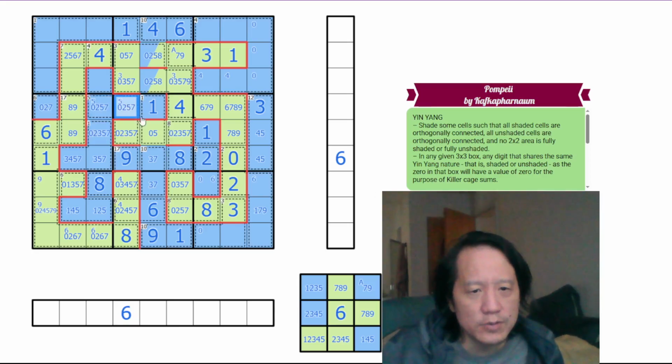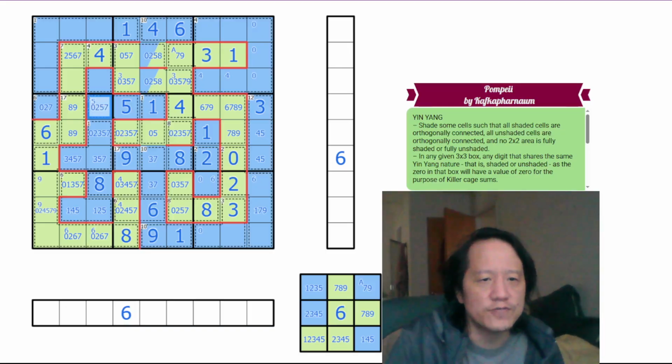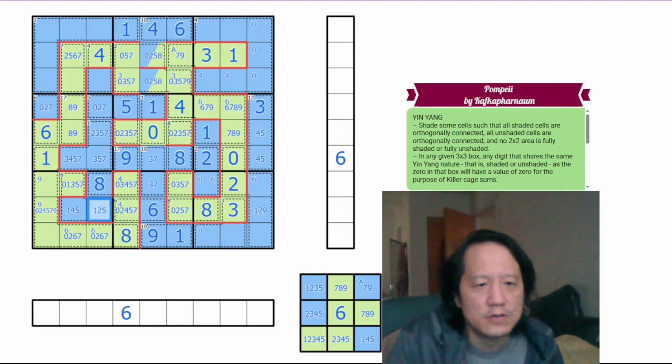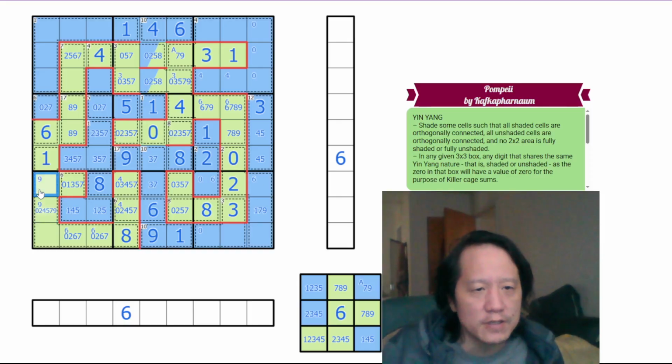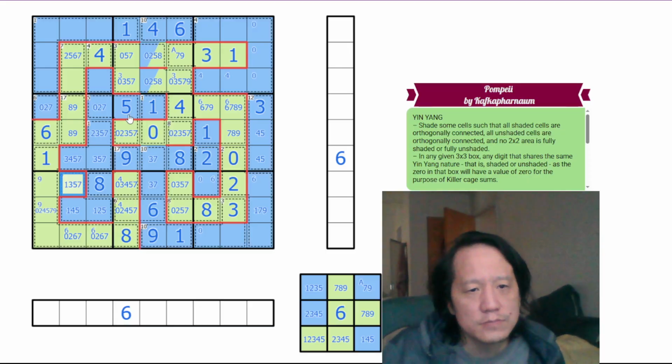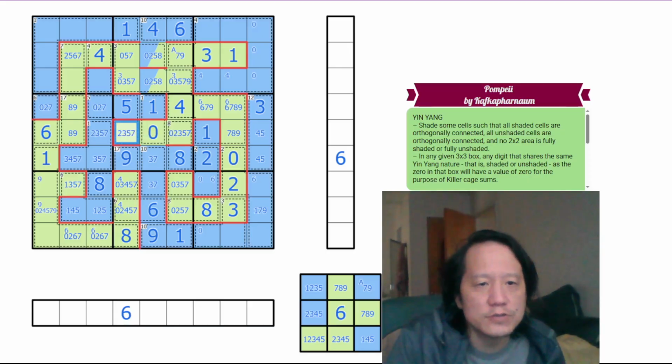This is blue and blue, so this is non-zero, so this is 5, which means this can't be 5 here. We're guaranteed a 6 here. This 5 eliminates 5 here, so this is 0, which means this can't be 0. So we have to have a 0 in this cage here, so this can't be 0 here. So no 0 here, no 0 here. This can't be 0 then.